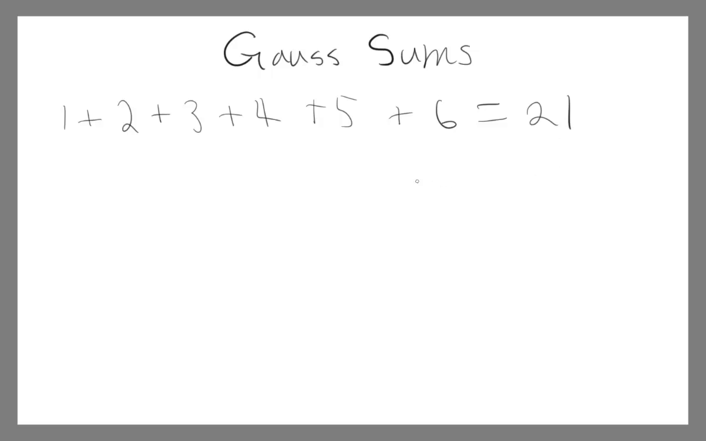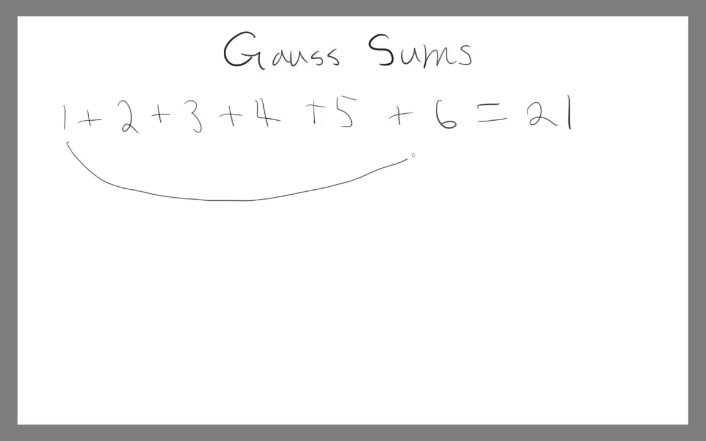Now, here's the way that Gauss approached his problem. Instead of adding the numbers 1 plus 2 plus 3 plus 4 plus 5 plus 6, he added the two numbers at the end, and then he added the next two numbers from alternating sides, and then he added the middle numbers, right? So, okay, let's just see what happens if we do that.